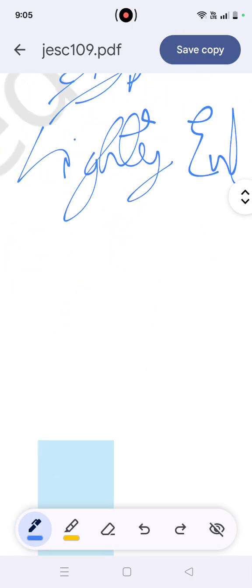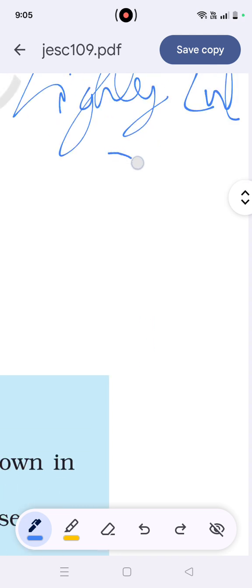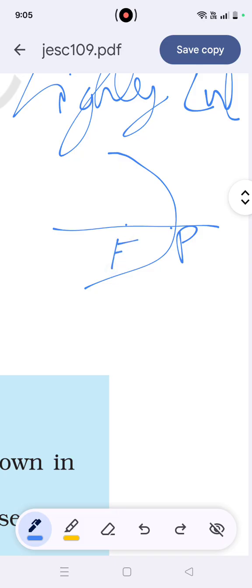Now I am saying the golden word ruko, because now the image formation will be what? Guess what? Virtual and erect.